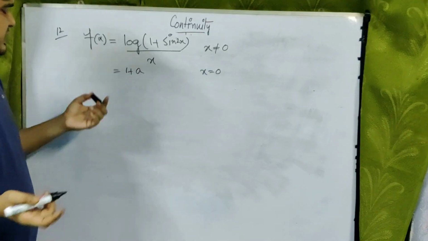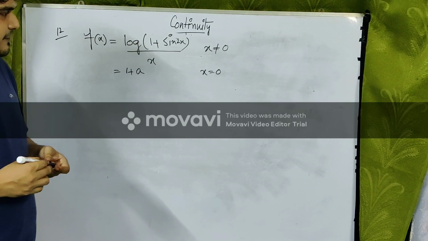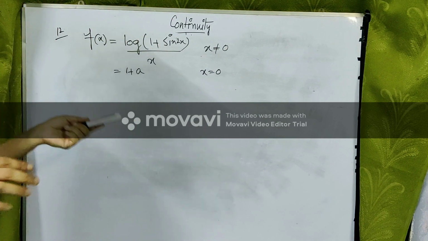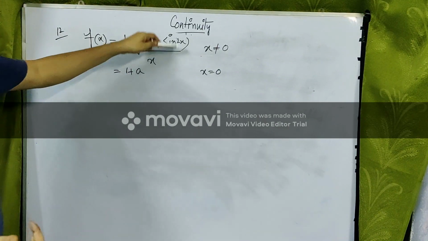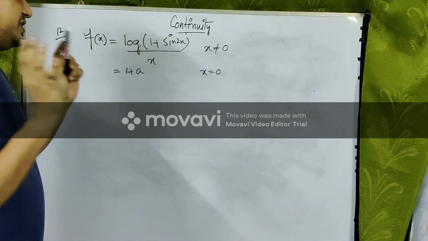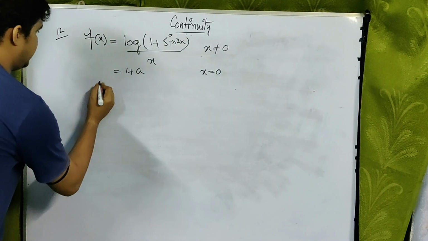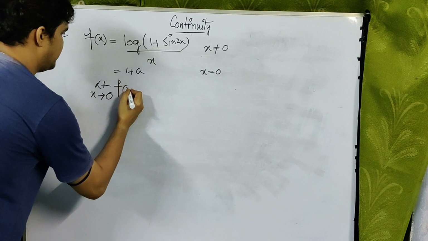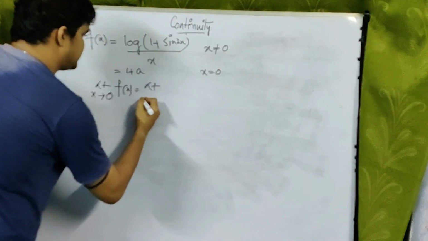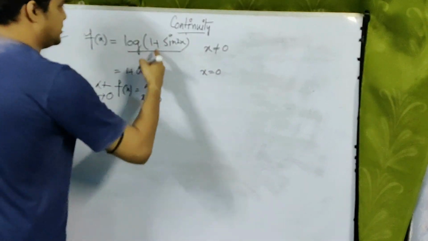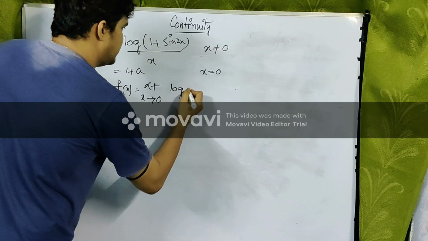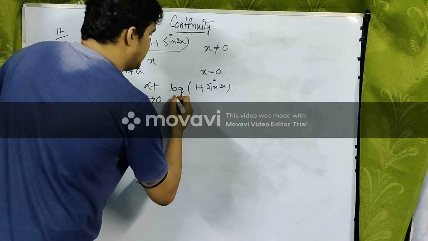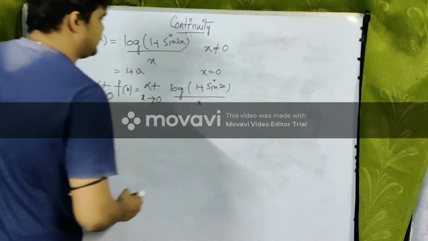See again, it has a similar kind of definition. X not equal to 0, it is defined in this way. So for x less than 0 or for x greater than 0, the definition is the same, that is this one. So we just have to apply limit x tending to 0 for this function. Limit x tending to 0 f(x). For both the cases it is defined in the same way. So limit x tending to 0, log of 1 plus sine 2x by x.